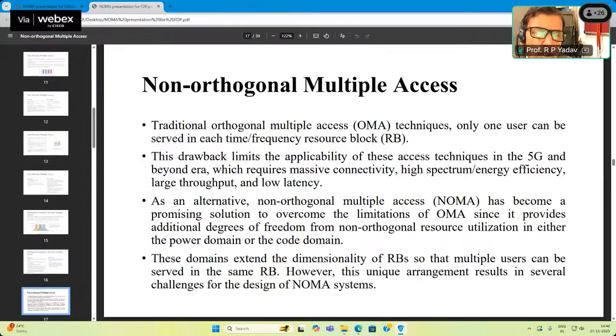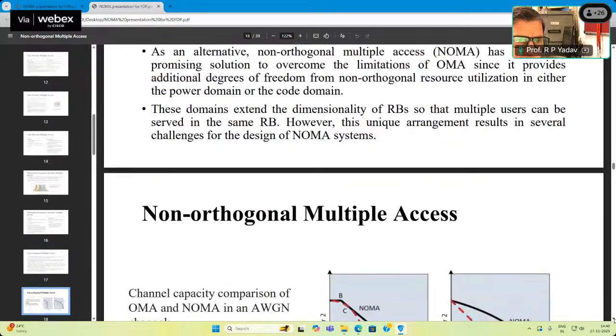As an alternative, non-orthogonal multiple access has become a promising solution to overcome the limitations of OMA. Now, what is the limitation? That I'll also talk about for orthogonal systems. NOMA provides an additional degree of freedom from non-orthogonal resource utilization in either the power domain or code domain, which I'll discuss later on. This domain extends the dimensionality of the resource block so that multiple users can be served in the same resource block. However, this unique arrangement results in several challenges for the design of NOMA systems. Obviously, this technology is still not fully operative.